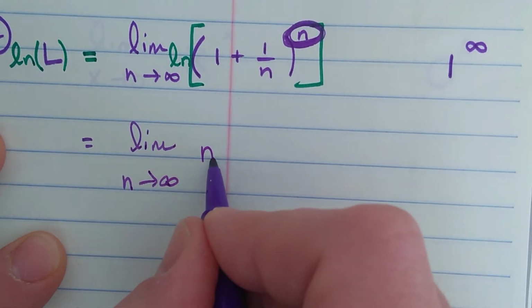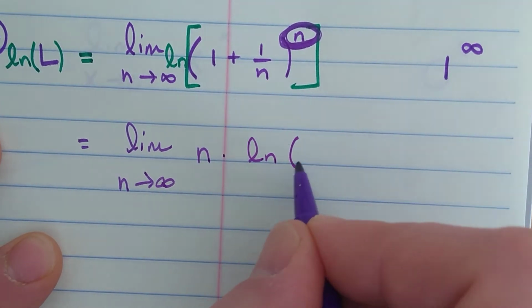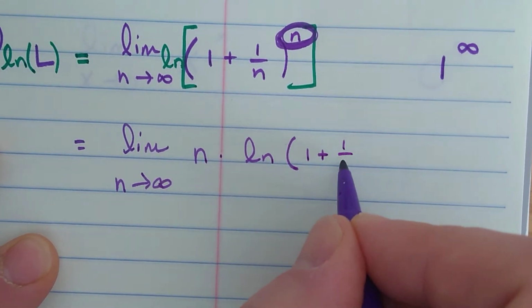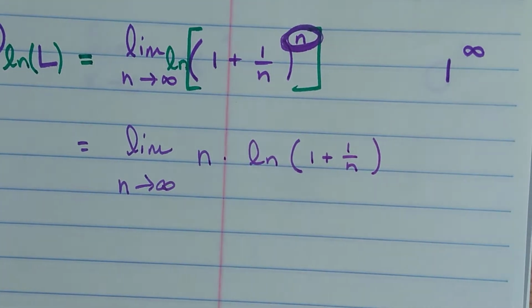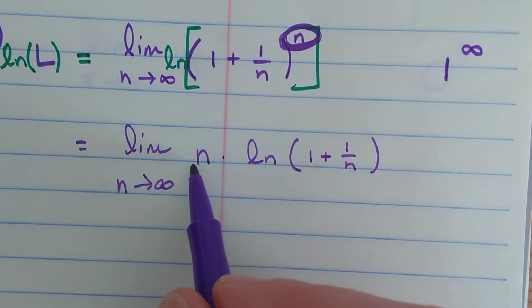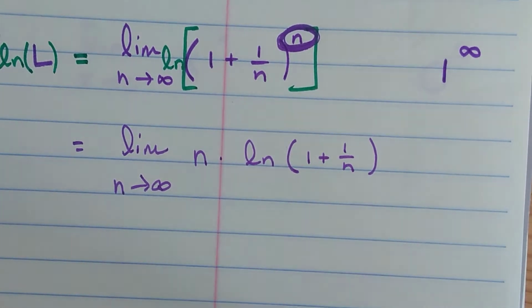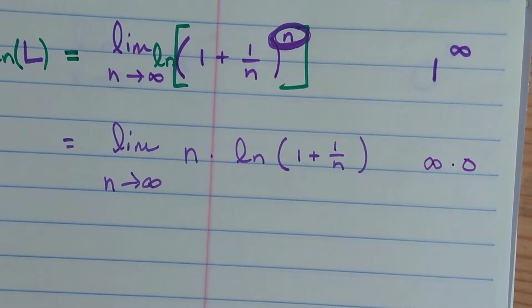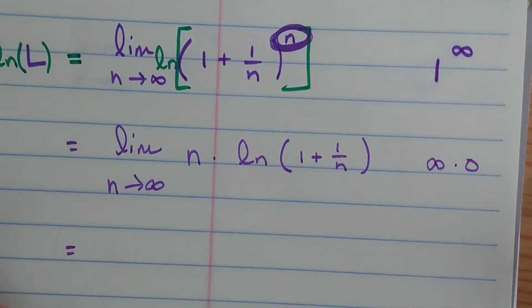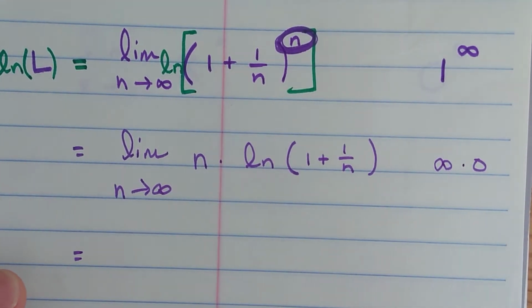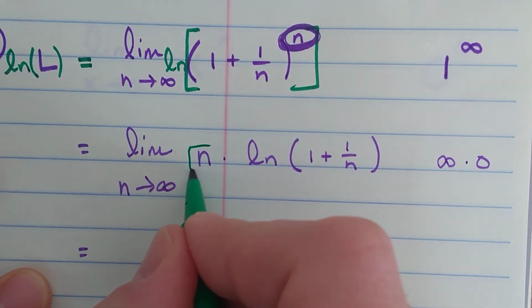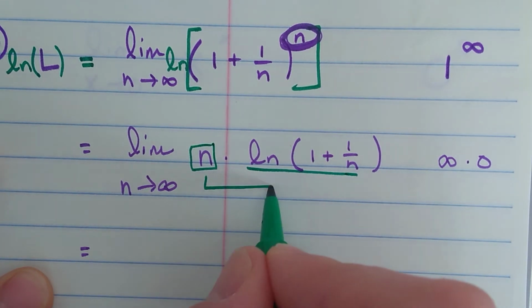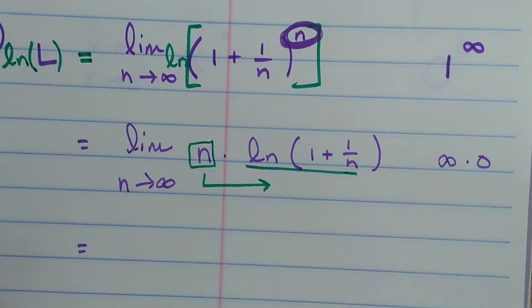Now I know what you're thinking. You're thinking, Mr. Klein, even after I bring that n in front, what I have here is infinity times 0. And infinity times 0 is not the format for L'Hopital either. So you need to do one more rewrite. We need a fraction, and here's how you're going to get it. See that n right there? You're going to move it to the denominator.